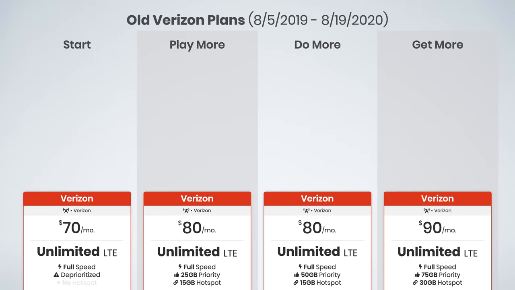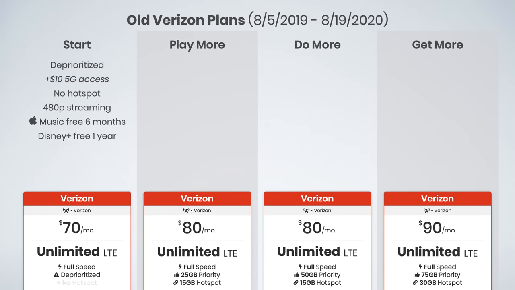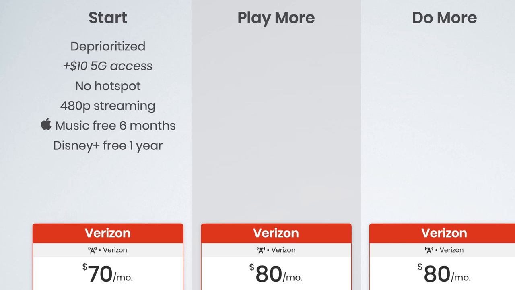First up was the Start Unlimited Data plan. This was $70 a month and included unlimited deprioritized data, a $10 add-on for getting 5G access, no support for the personal hotspot, 480p video streaming, Apple Music free for 6 months, and Disney Plus included for free for 1 year. The total value of these add-ons was $144.